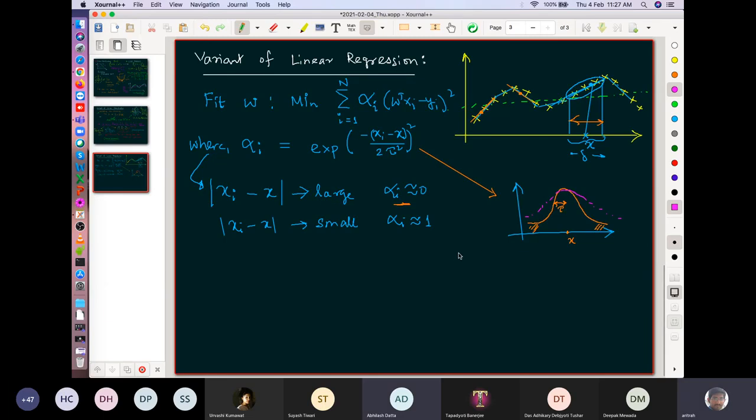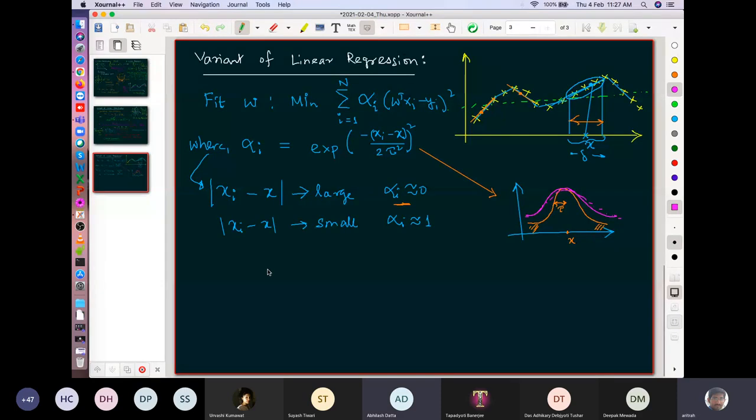But that is wrong, no, sir. The farther points will also contribute. I mean, it tends to 0. It's not 0. They will contribute. And if you want farther points to contribute, you relax on your tau. It's in your hand. You relax on your tau.